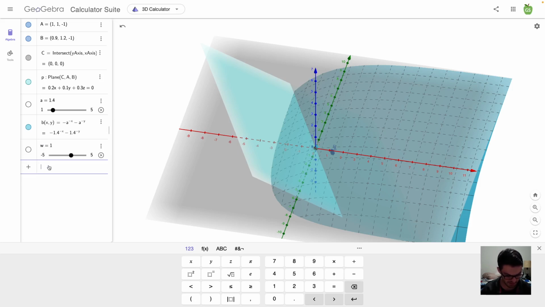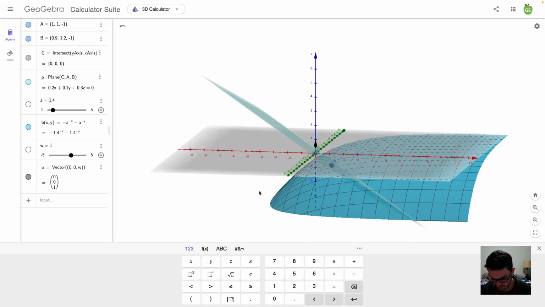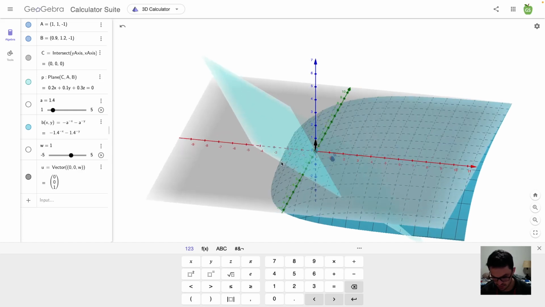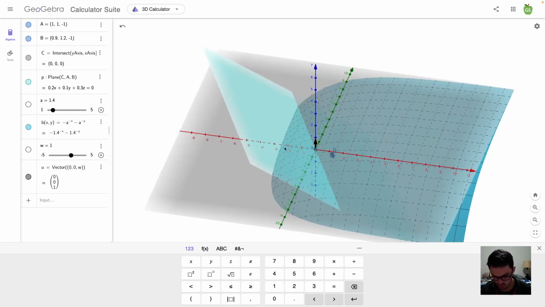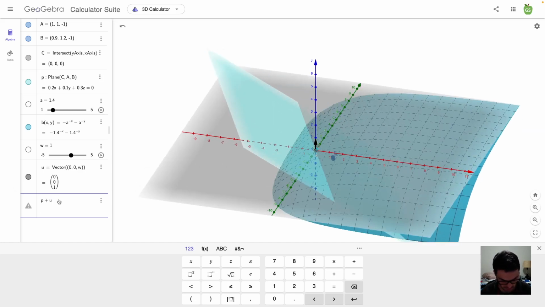So I'm just going to make a vector, and it's going to be 0, 0, and then the wealth. Okay, so you can see here I just made a little vector that's 1 high, okay? So now I'm going to shift this whole plane up by that vector. Let's see if I can just do P plus U. Does that work? No, I didn't like that.